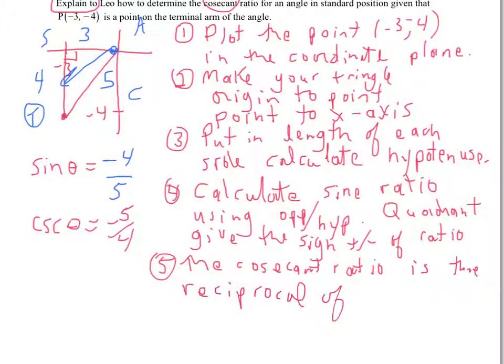And if you wanted to combine steps 4 and 5, you could use cosecant as hypotenuse over opposite, remembering again to be aware of the quadrant that you're in. So I think this sums it up. Hopefully these steps, if we gave them to Leo, he could figure out this problem for himself.